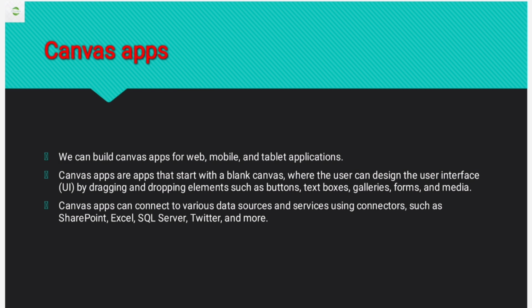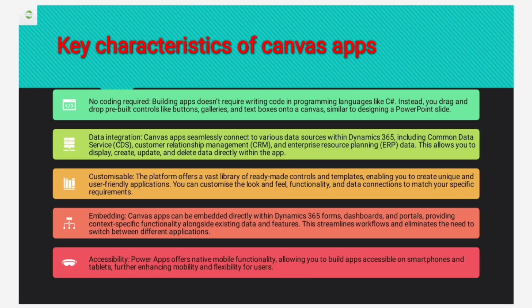Canvas app can connect to various data sources and also to services using connectors, such as SharePoint, Excel, SQL Server, Twitter and more, which means we can connect more than 600 data sources in Canvas apps. This shows how Canvas app provides complete freedom to design the app based on our specific needs.